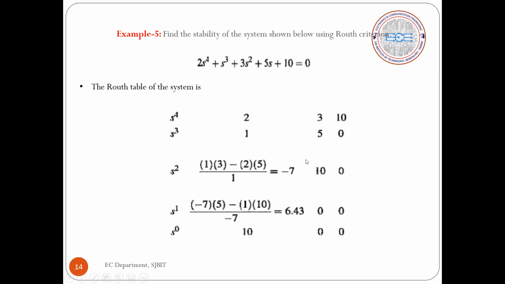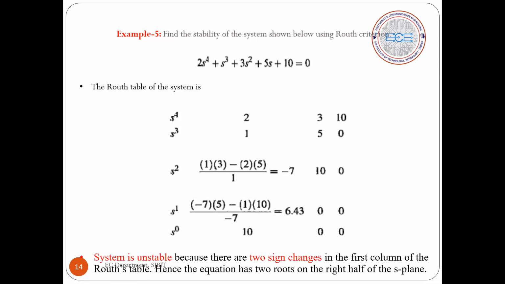Now how to comment on the stability? We will see how many sign changes there are. You can see here plus 2, plus 1, minus 7, plus 6.43 and plus 10. From plus 1 to minus 7 there is a sign change. From minus 7 to plus 6.43 there is a sign change. Totally there are 2 sign changes.